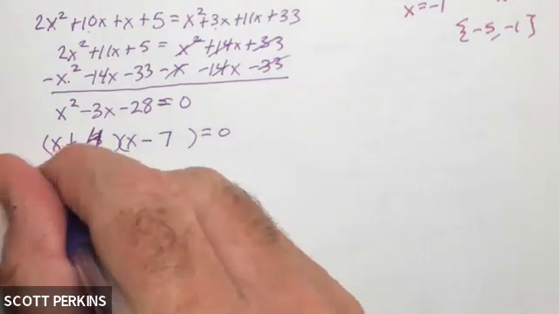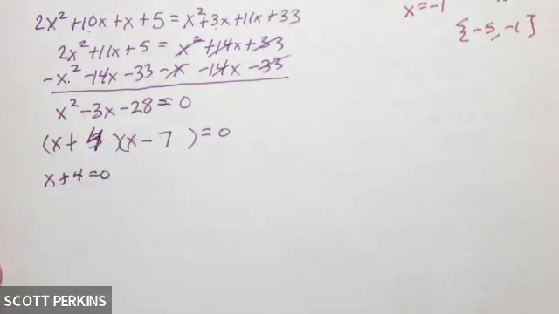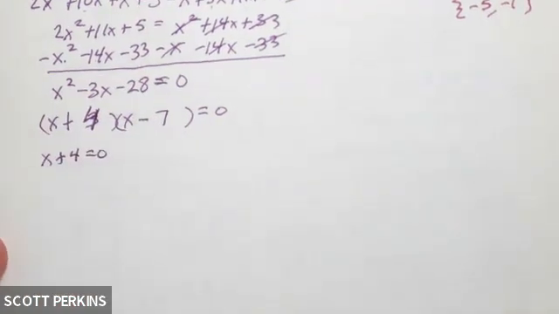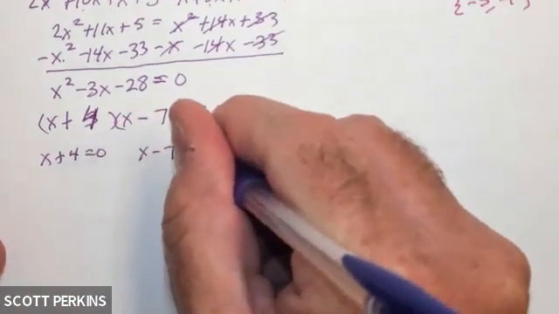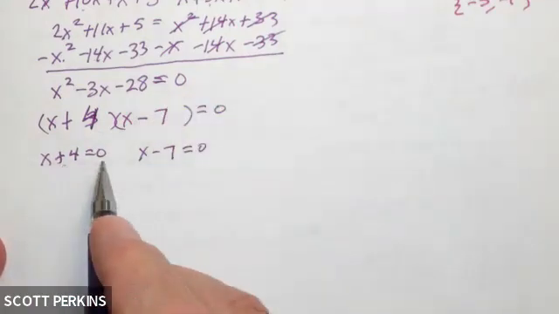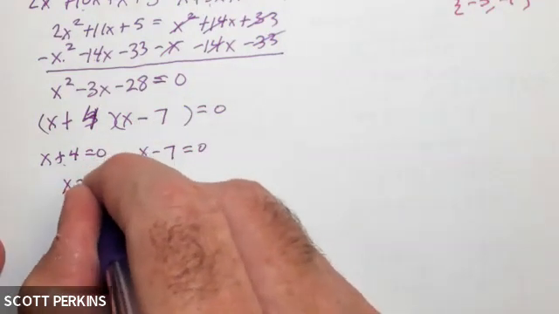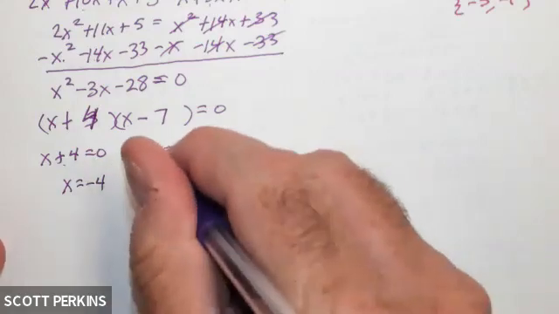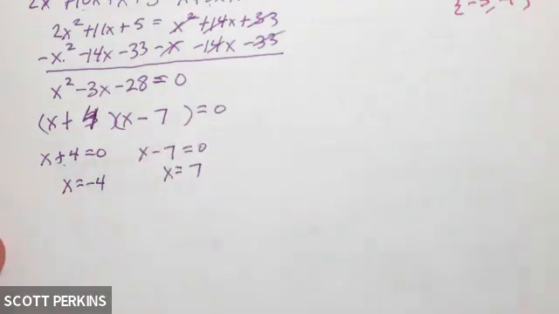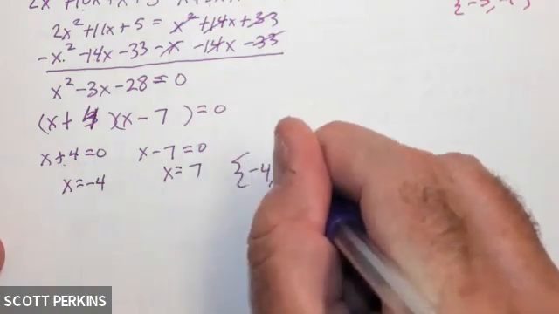So now I'll take x plus 4, which I was reliably informed is what I meant to say. And then x minus 7, those are my two factors. I'll subtract the 4 on this one. I get x is negative 4. I'll add the 7 on this one. X is 7. And there's my solution set, negative 4 and 7.